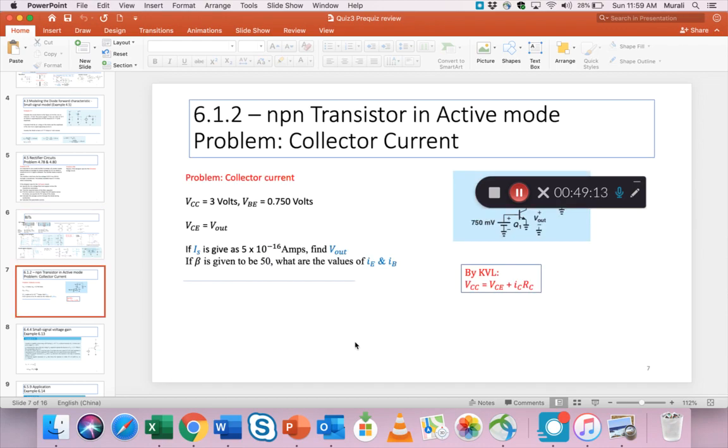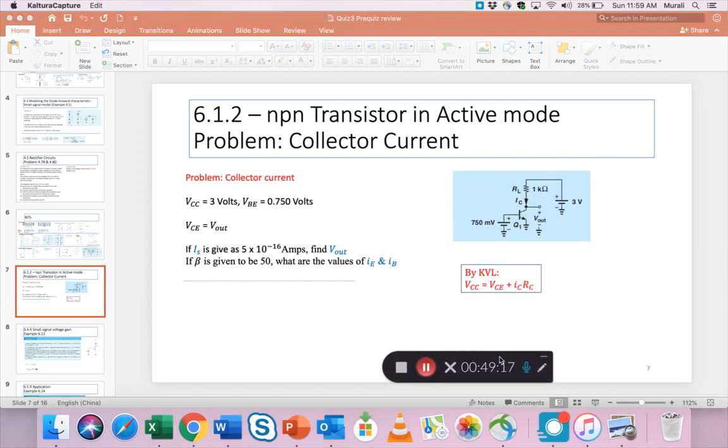I have about 10 minutes, I think, to do some problems. I have two or three problems that I want to look at. The first problem is a simple one called collector current. Here we are given a circuit and some values: VCC is 3 volts, VBE is given by this battery, 750 millivolts, and there's no other resistance, so this whole thing can be considered VBE, the biasing voltage.